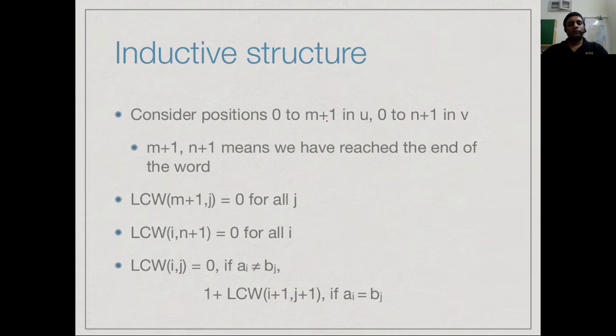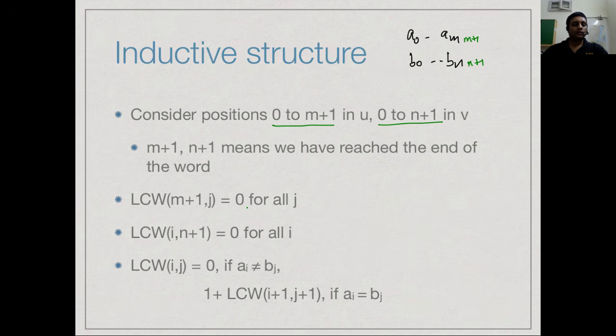So for convenience, although our words go from A0 to AM and from B0 to BN, we will allow an m plus 1th position and an n plus 1th position. So we'll have positions 0 to m plus 1 in U and 0 to n plus 1 in V. So m plus 1 means I have gone beyond the last position in U, I have exhausted all the letters. Likewise, n plus 1 in V means we have reached the end of the word in V.